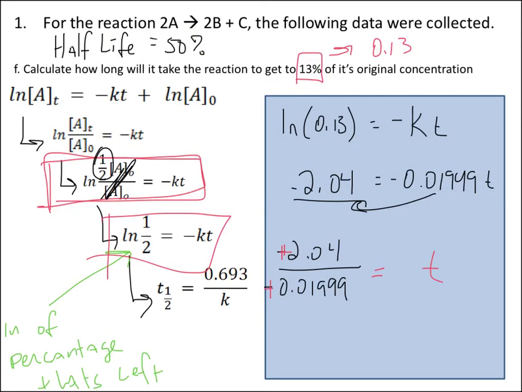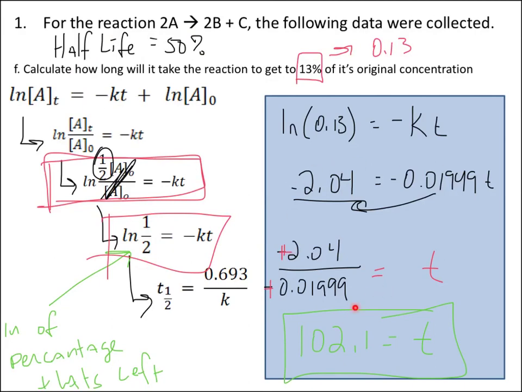So let me go ahead and divide this out here. And I end up with 102.1 minutes is going to equal my time. So it takes 102.1 minutes to get down to 13% of its original concentration. Big thing here to remember, guys, is this is where we intercept this, right? We don't take it all the way to half-life. We take it here, and whatever percentage that we want to take it to, that's the number that we plug in, and then we solve it out just like we would any other math problem.